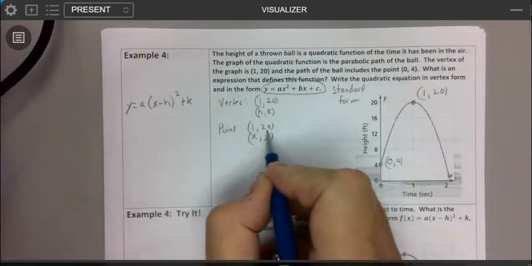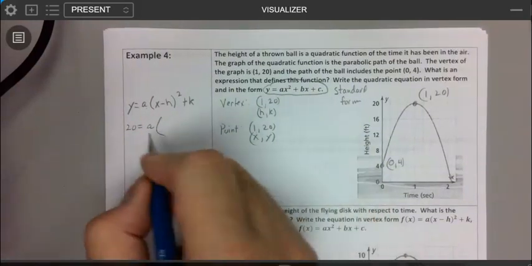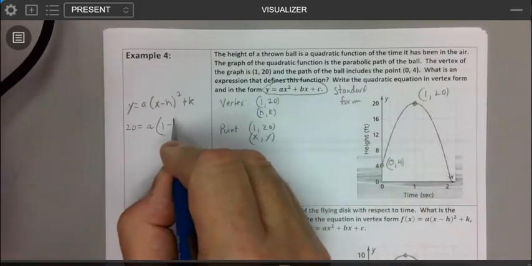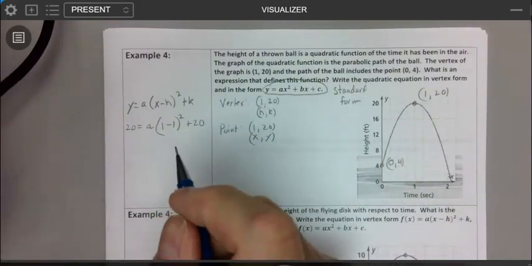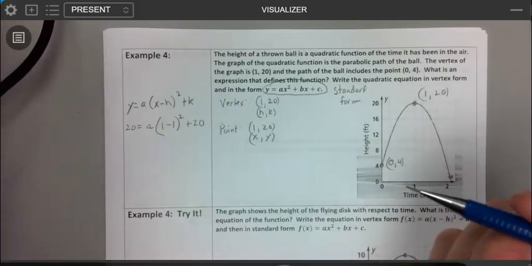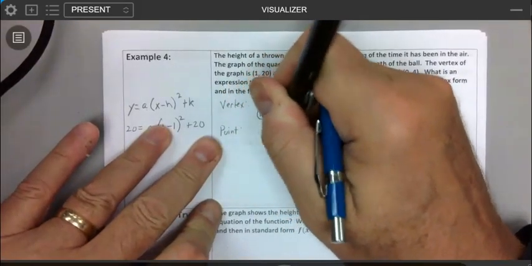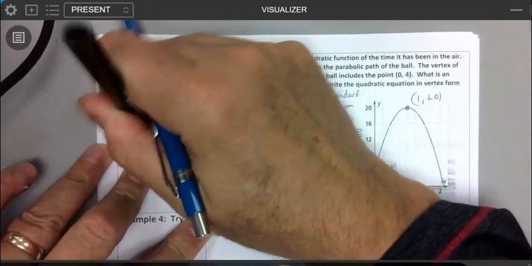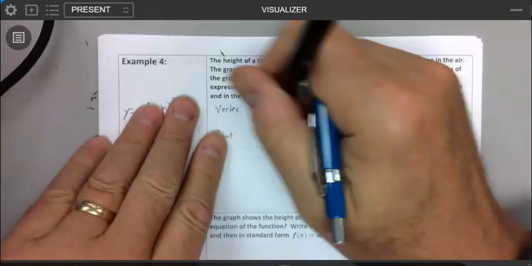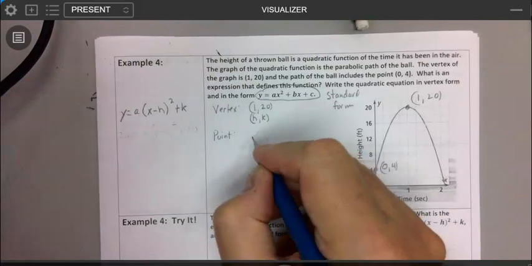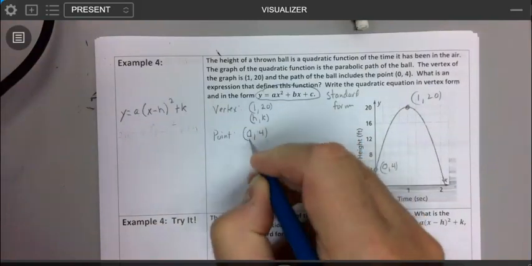I'm going to plug them in. I got to find a. So y is 20, a is my unknown, x is 1, h is 1, so minus 1, plus 20. So that's not correct. I made this the vertex, didn't I? Caught my mistake. Sorry. It's late in the afternoon. So the point on the graph was the y-intercept, which is (0, 4). That's x, comma, y.